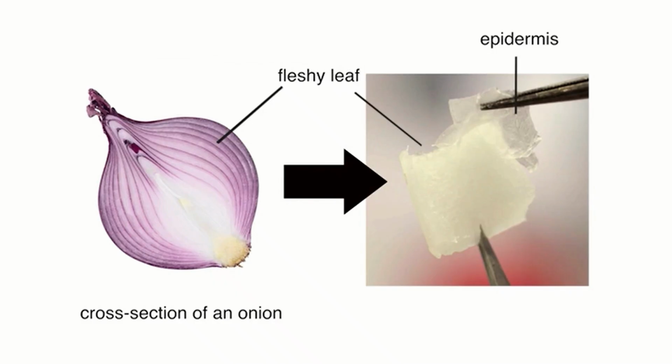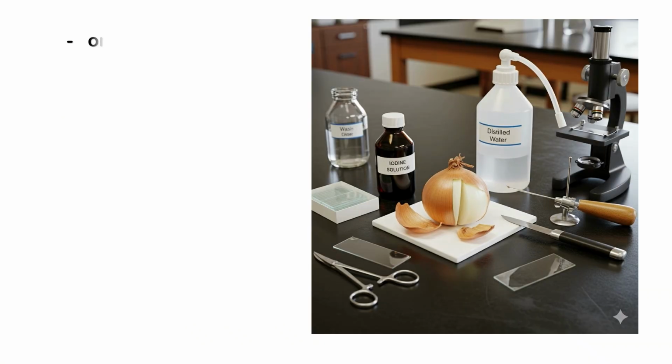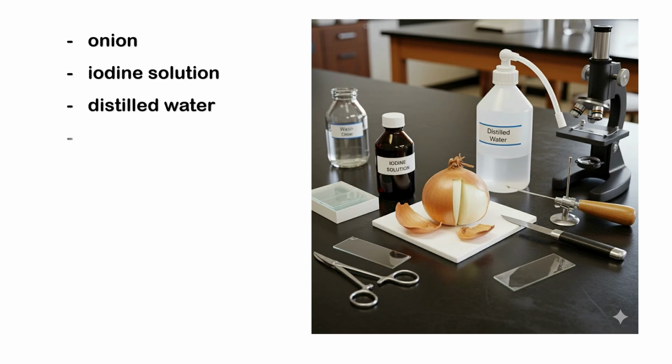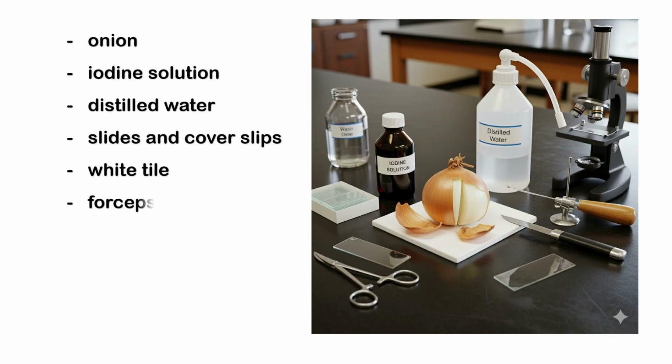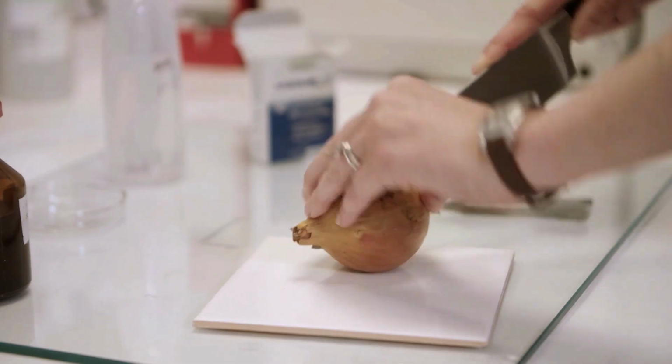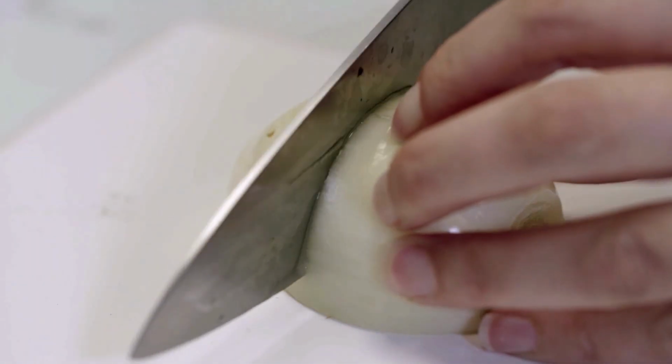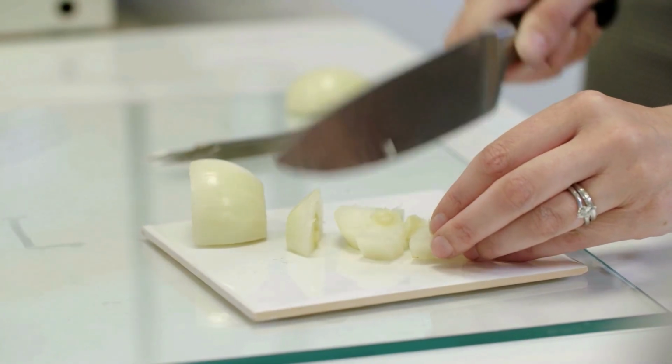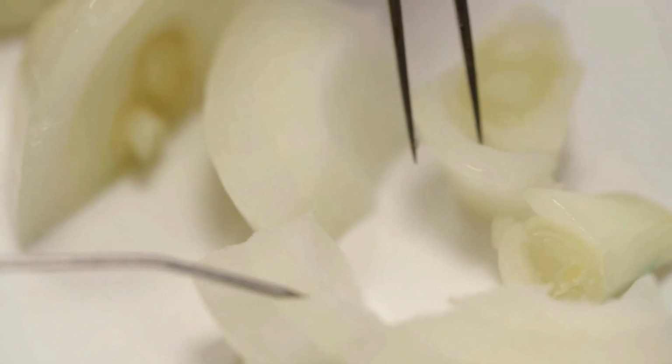For the first experiment, we will use the epidermis of an onion to view the plant cell. Here are the things that we will need: onion, iodine solution, distilled water, slides and cover slips, white tile, forceps, mounted needle, knife, and microscope. Cut the onion into 1 centimeter thick slices. And from one of the onion squares, we will take the epidermis.